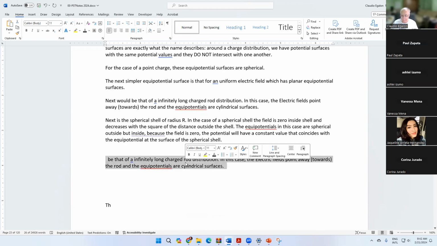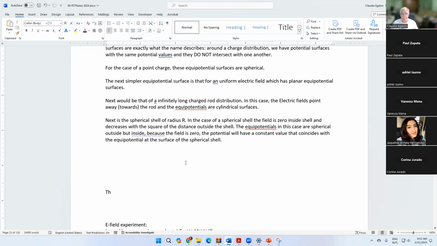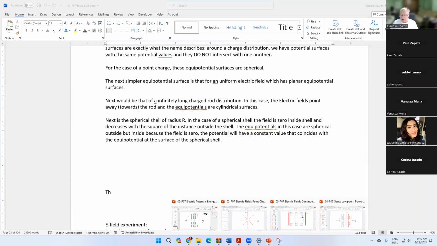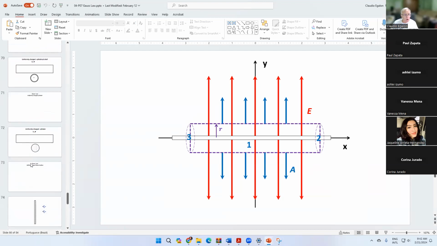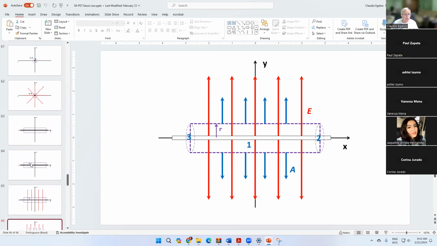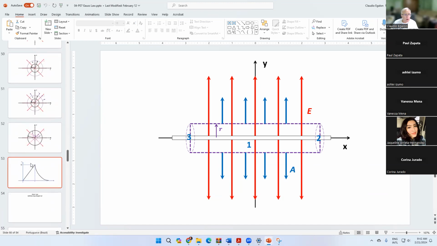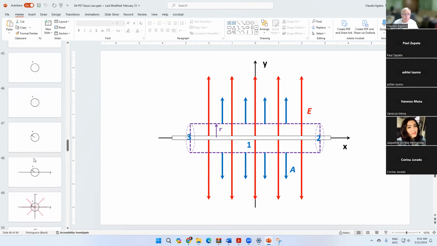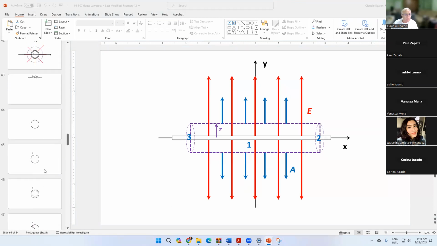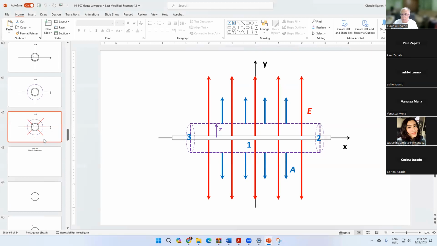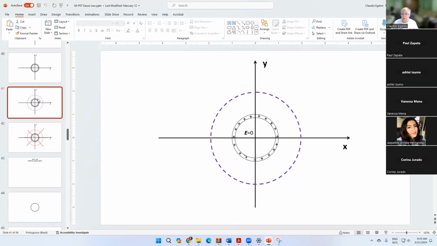Okay. Can you picture that? That's what we say in words, right? But in terms of pictures, let's go here. I have my shell. Let's see if I have a spherical shell right in here. Okay. Spherical shell right in here.